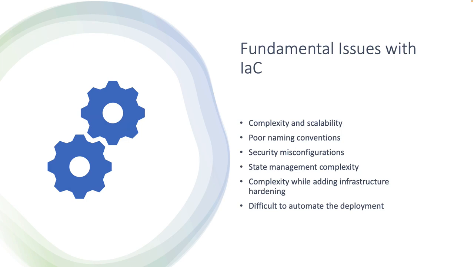Then we have security misconfigurations. We're already having a lot of challenges with perimeter security. And now, when you're trying to deploy these resources, you have to really look through the security configurations that you're going to put through. For example, if you're trying to deploy a bucket, you have to see whether the version controlling on the bucket is enabled or not. These are some of the security misconfigurations that could really fall in.